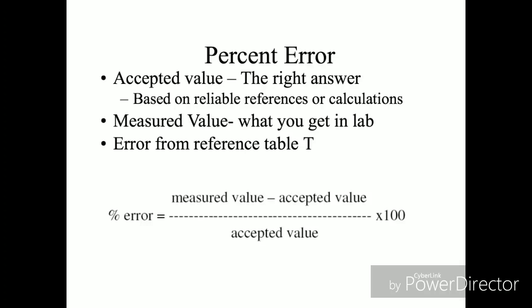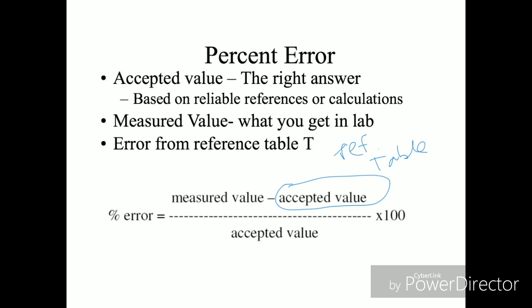Look at percent error. Percent error is another equation found on reference table T, the back of your reference table. You do not need to memorize this equation. You simply need to know how to use it. From the equation, you can see that we must determine a measured value and an accepted value. When we say accepted value, we mean the value that is either found on a reference table or the value that is expected due to a calculation. The measured value is a value that's typically found in lab.